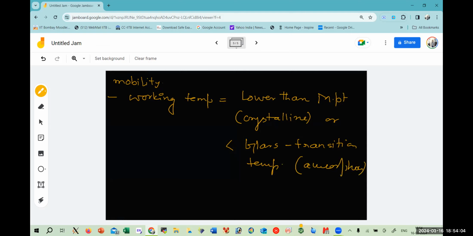So these are the features that we have with thermoplastics, which at very low strain exhibit shape stability, but on warming they convert to plastics. Also, their working temperature is lower than the melting point or the glass transition temperature.